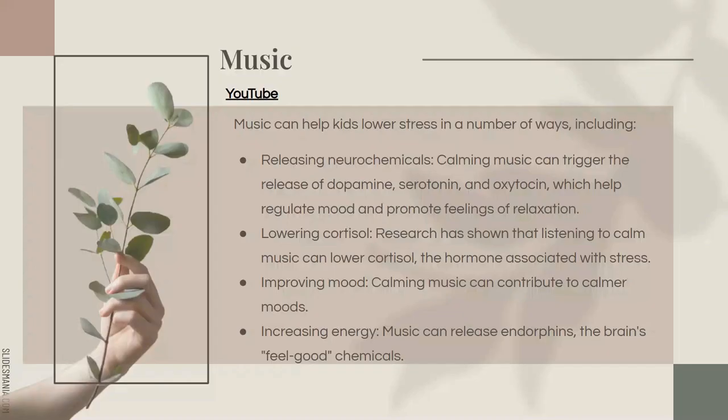Another stress management strategy we can use for our students is music. Music can help kids lower stress in a number of ways, including releasing neurochemicals. Calming music can trigger the release of dopamine, serotonin, and oxytocin, which help regulate mood and promote feelings of relaxation. Music helps to lower cortisol. Research has shown that listening to calm music can lower cortisol, the hormone associated with stress. It results in improving your mood and increasing your energy.